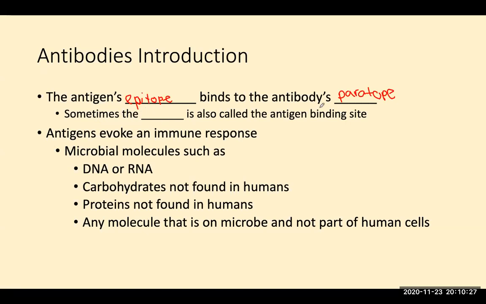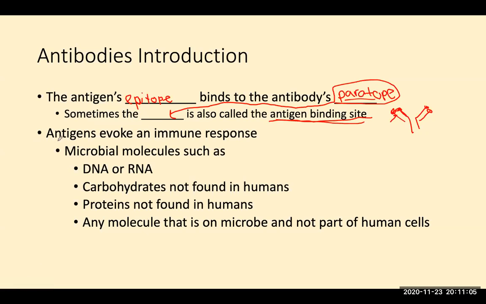Sometimes the paratope is also called the antigen binding site. So the part of the antibody that binds antigen, right? The part on the antibody that binds the antigen is the paratope, but because of its function is where the antigen binds, sometimes it's just called antigen binding site.